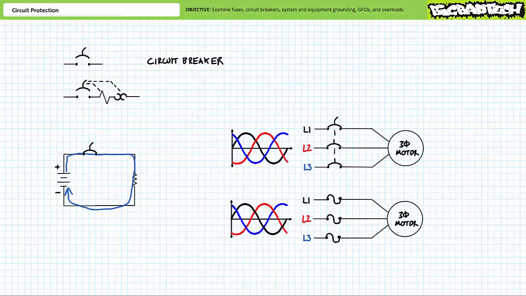In addition to reusability, circuit breakers offer other advantages over fuses. Industrial power is not limited to DC. We'll examine single-phase AC and three-phase AC later in this lecture series.